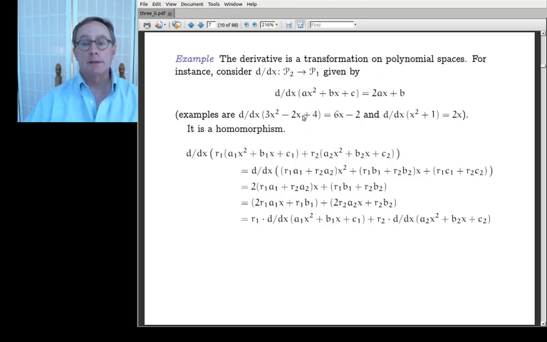Just reminding somebody that the derivative of 3x squared minus 2x plus 4 is just exactly what it is in Calculus 1. Derivative of x squared plus 1 is just exactly what it is in Calculus 1. This is the Calculus 1 statement. I haven't made anything tricky at all.